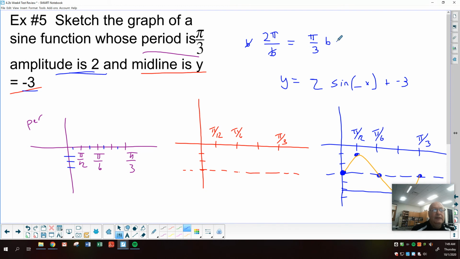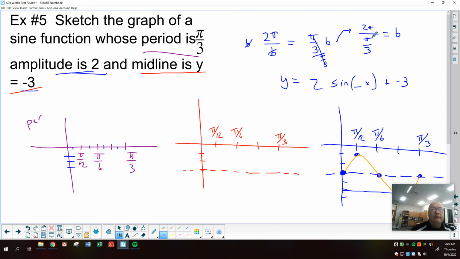So I'm going to come up over here. It's 2 pi, and then you divide both sides by pi over 3 to cancel this. Cancel that, and you do the same thing over here. So it's 2 pi divided by pi over 3, and that equals my b. And I'm going to change colors here so it doesn't bleed into this.